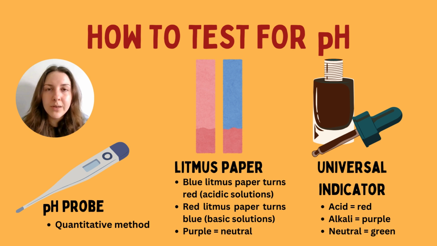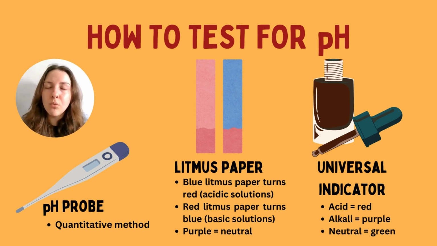You can use blue litmus paper in certain solutions, and if it turns red, it tells you that there is an acid present. If the red litmus paper turns blue, that will tell you that there is an alkali present, and if it turns purple, you will know that it is a neutral substance. Again, because it is a colour change, it is subjective, and therefore that is one of the downsides to this, the fact that you're looking at a colour change, it can be hard to interpret.